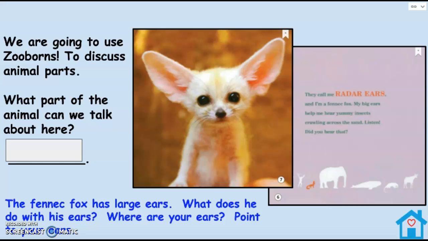What does he do with his ears? Remember, the story said his big ears help him hear yummy insects. So he uses his ears, his great hearing, to listen to insects. Do you think your ears could hear insects crawling? I'm not sure if mine could. Point to your ears and think about something that you can hear with your awesome ears.